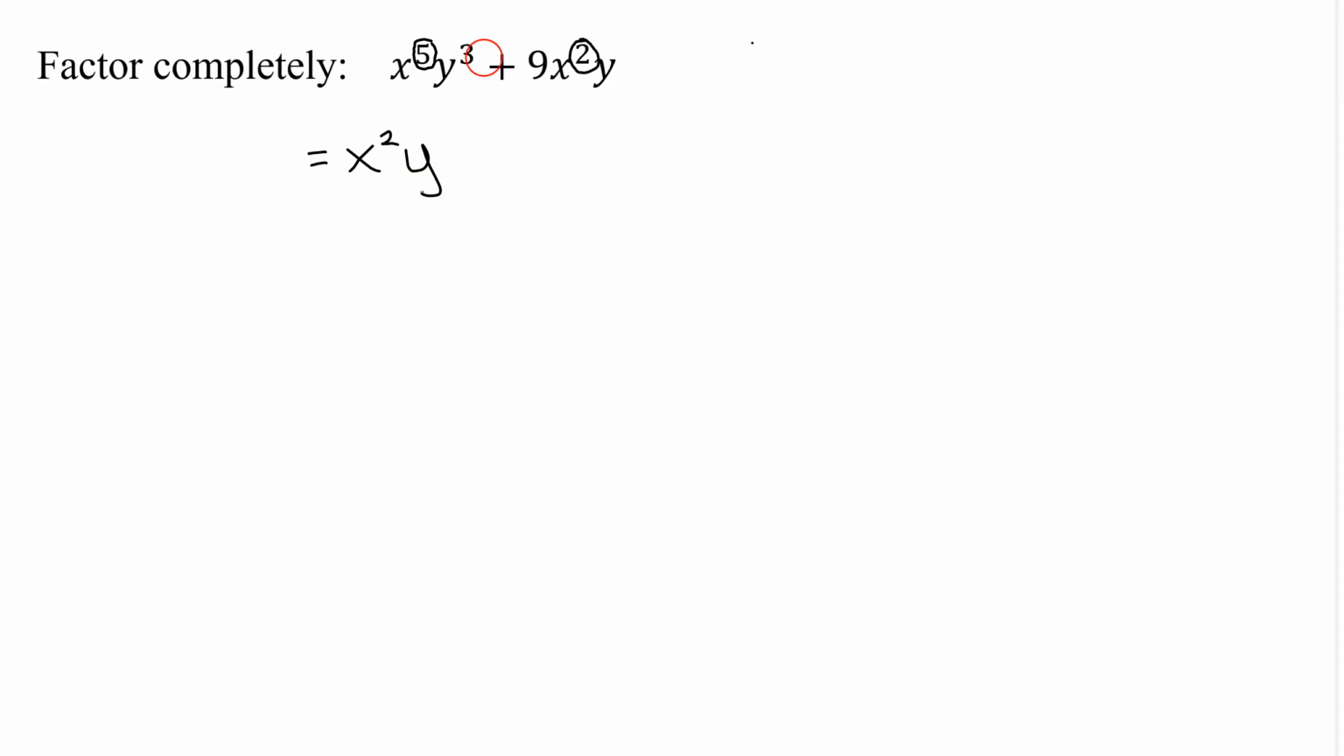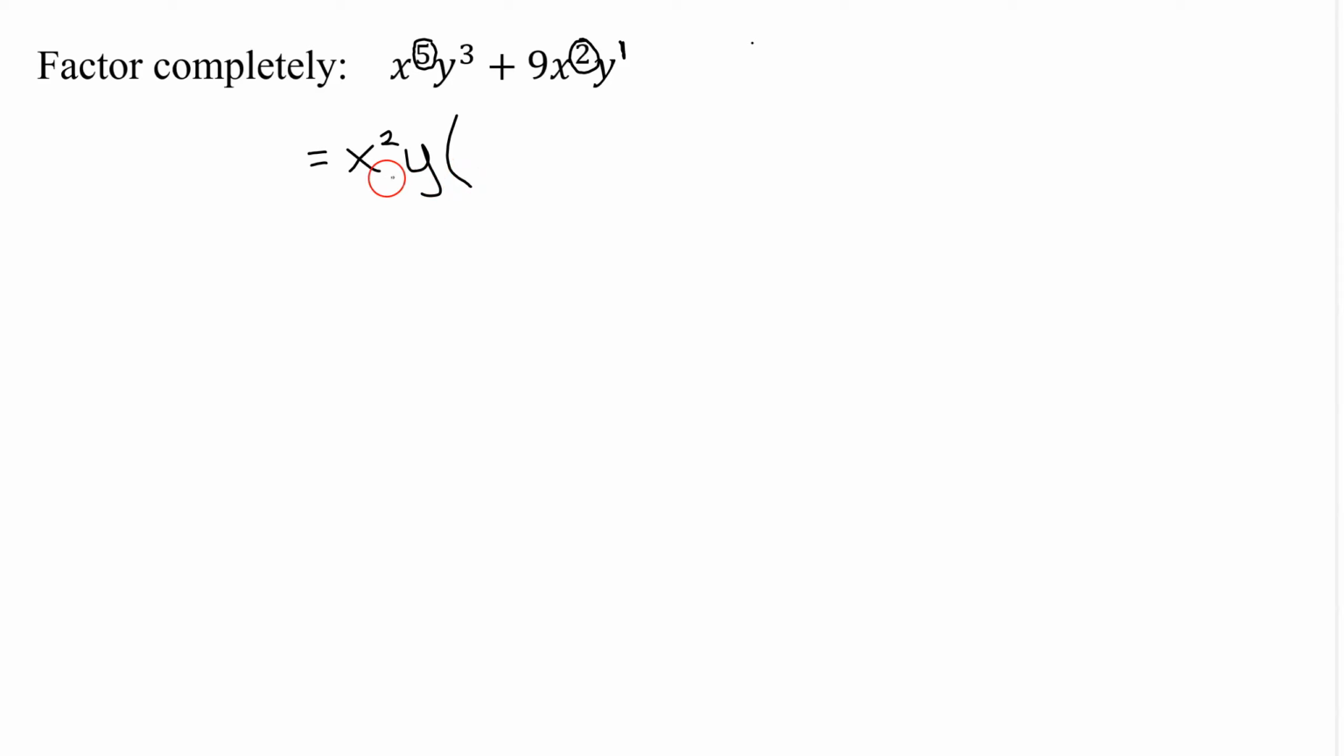And then on the y, here I have y cubed. Here I have y, and what exponent are we too efficient to write? There's a 1 up there. So which is the lesser of 3 and 1? It's 1. So I'm just going to factor out y to the first power, which we normally just write as y. And what does it leave behind?